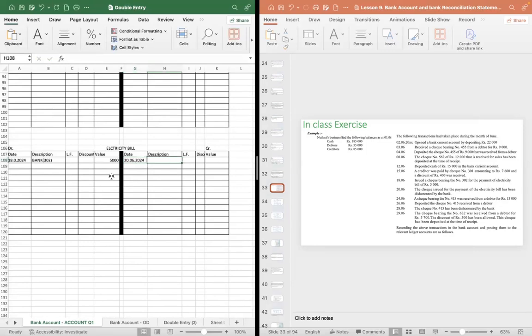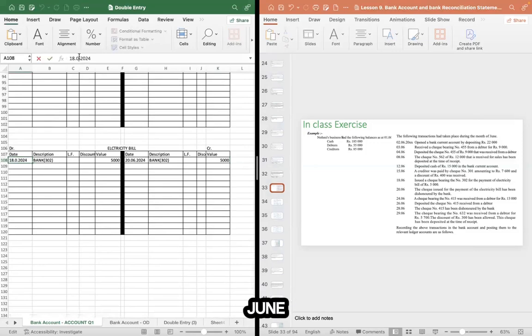If you feel you don't understand this, what you have to do is you can refer back to the theory. What's the date of that electricity bill? The previous one, bank 302, 18/02/24. Oh, it is June. It is June. Sorry. Now it's okay, no?